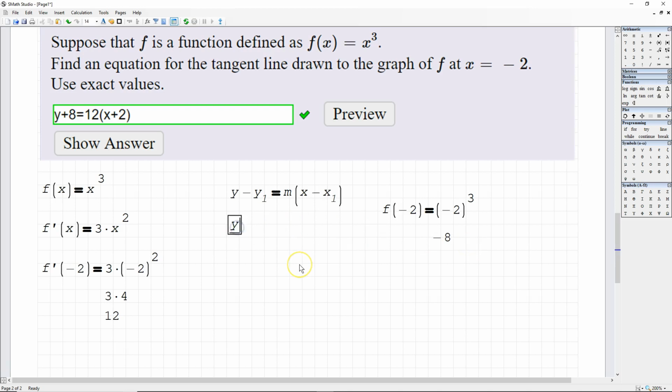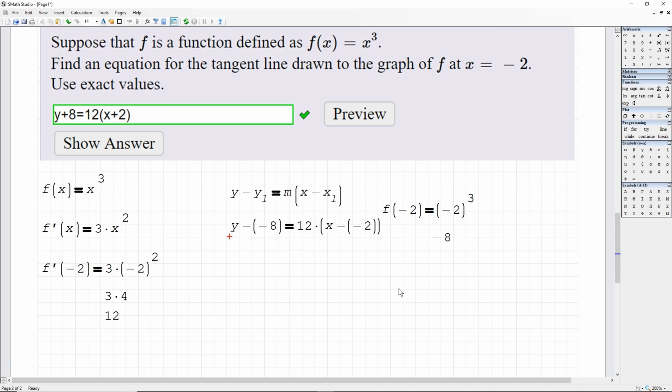Then you put that in this position. So it becomes, now be careful, y minus a -8. So here remember that one of these minuses is from the formula and one is from the number itself. So it becomes y minus a -8 equals, the value of m is the value of the derivative, that's 12. And then this becomes x minus, and again be careful, the value of x is right here, -2. So you're going to put x minus from the formula minus from the value of x.